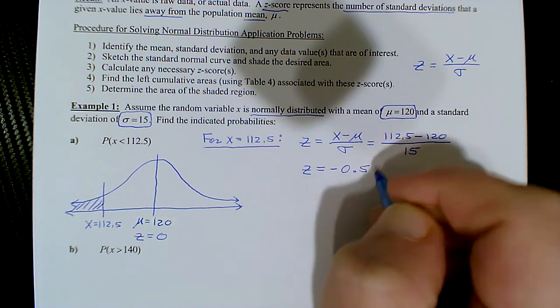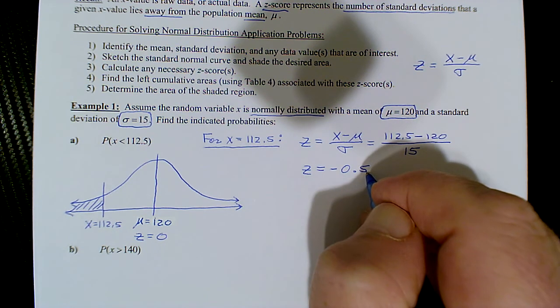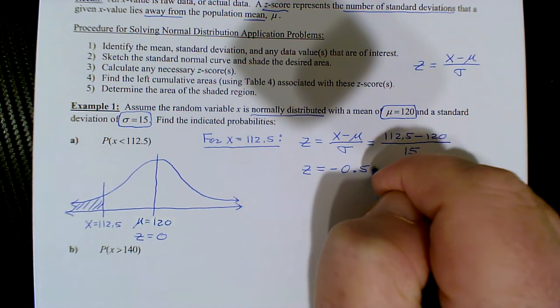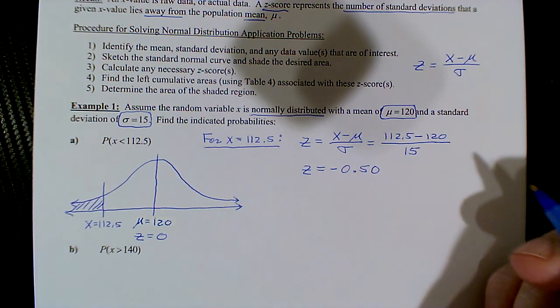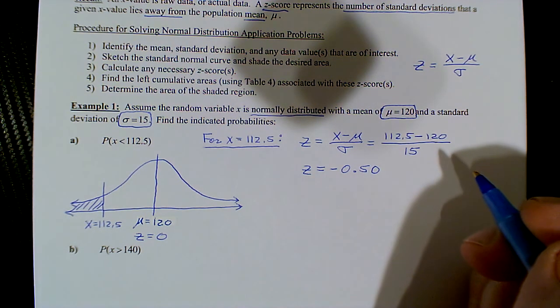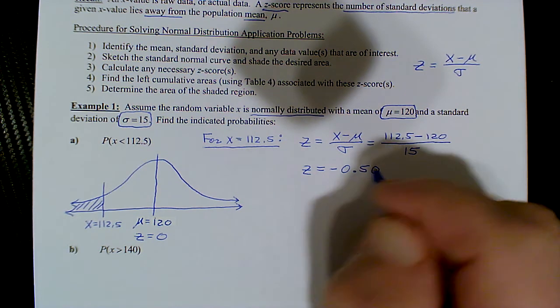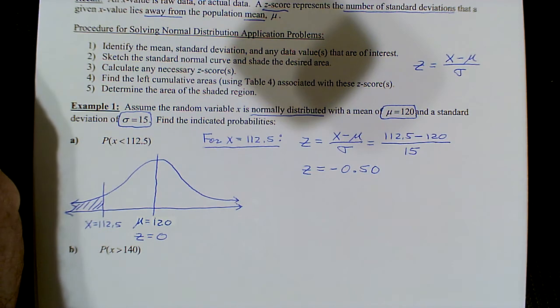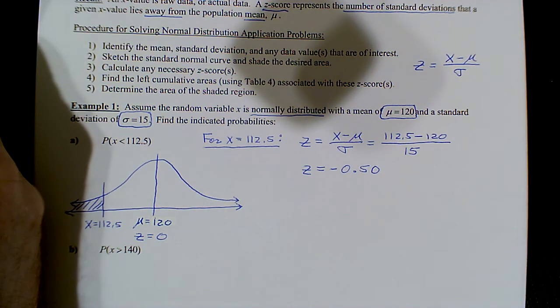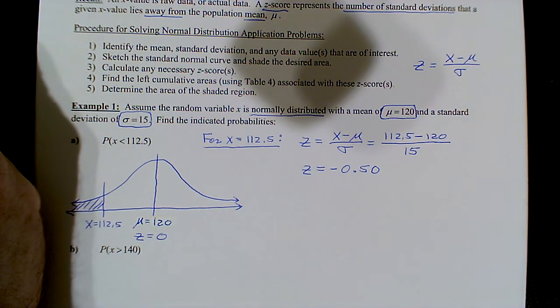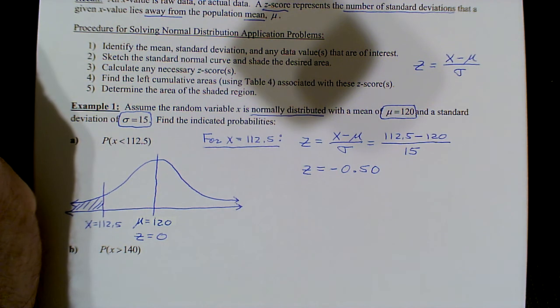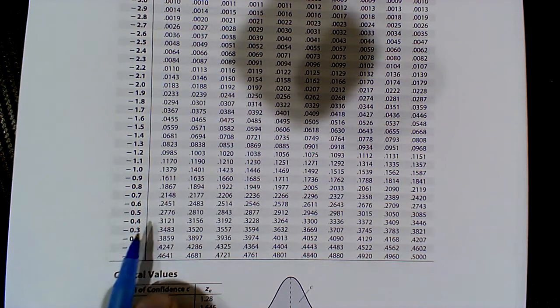But any z-score we want to report to 2 decimal places, so negative 0.50, and that's because that is what we consider in table 4, the z-score to 2 decimal places. Now, I would assume that you're comfortable with table 4 based on what we did in the last section.